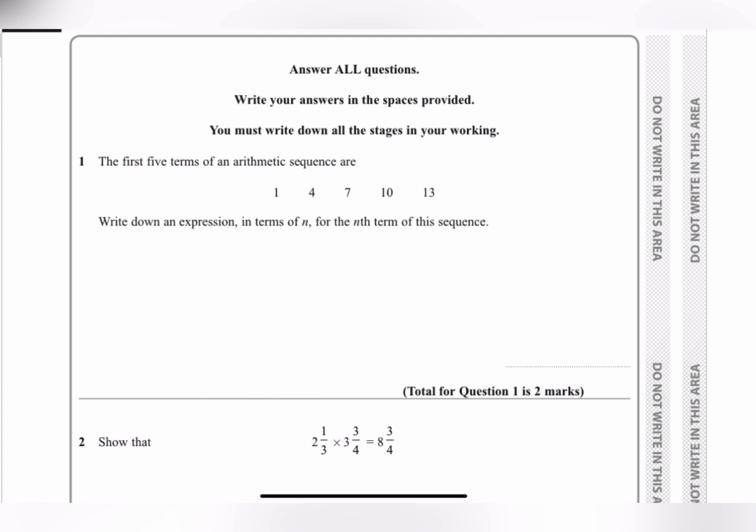So in order to approach these kind of problems, we know we represent nth term equals an plus b. And then b is the first term, a is the common difference. So let's see what is the common difference between the terms. Here, when you check, you can see the common difference between the terms is 3.